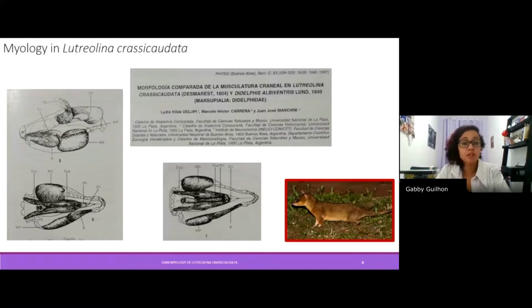And what do we have about Lutreolina myology? I could only find one paper, about the description of the masticatory myology of Lutreolina, showing very, very strong masticatory muscles, which corroborates the idea that it is one of the most carnivorous American marsupials that we have.